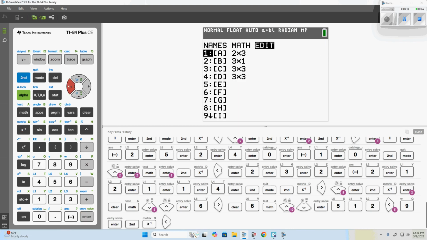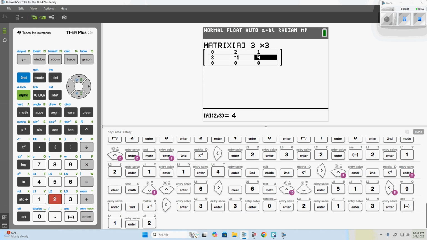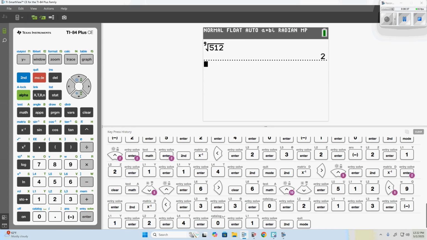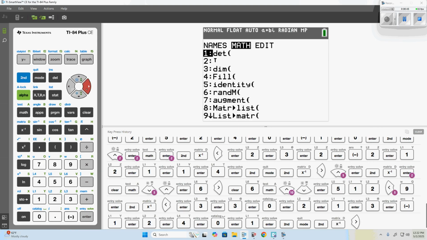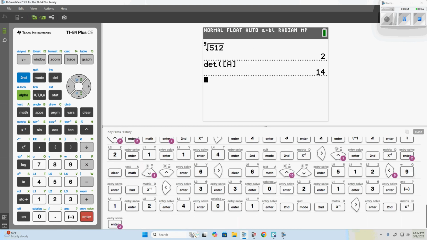Because again, we can go second matrix over to edit. And this one here is a 3 by 3. And we have 0, 2, 1, 3, -1, 2, 4, 0, 1. And once we get the matrix typed in, we're going to go second matrix and over to math. And what we want is DET. DET is going to be our determinant, second matrix A. Enter. It tells us the matrix determinant.